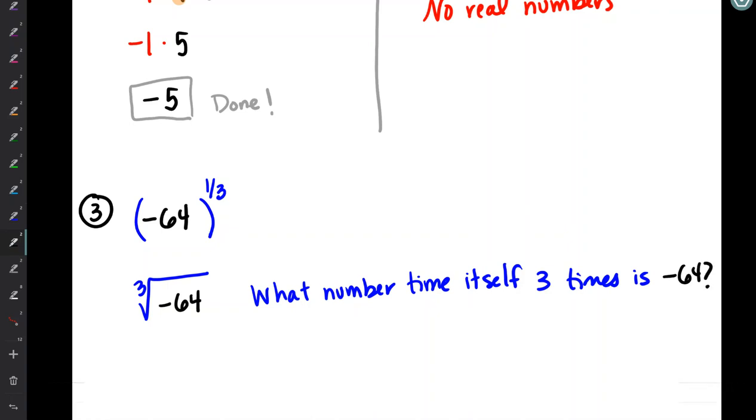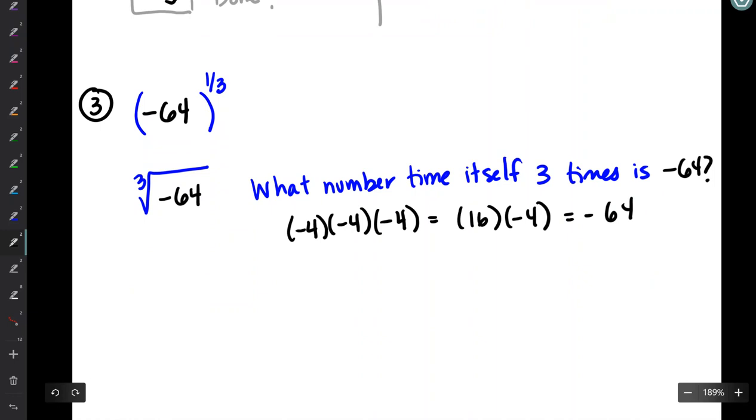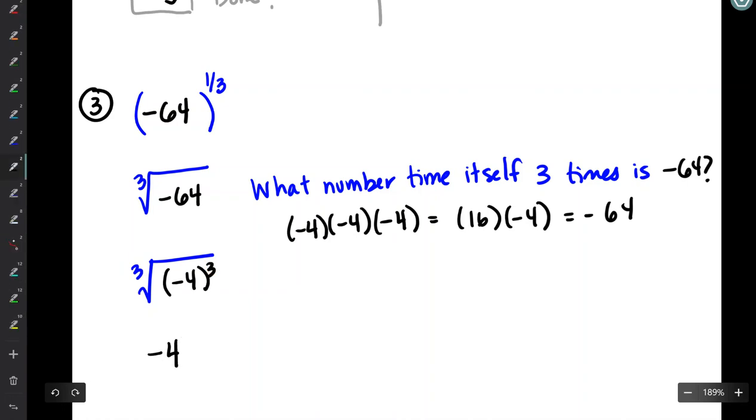And maybe you'll do a little bit of trial and error, but a -4 times a -4 times a -4 is -64. -4 times -4 is +16, times a -4 is -64. So my answer, if you want, you can write -64 as -4 cubed. I'm cube rooting a perfect cube. -4 is my answer, and we're done.